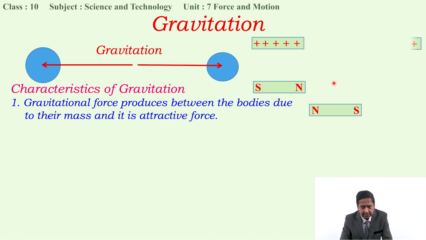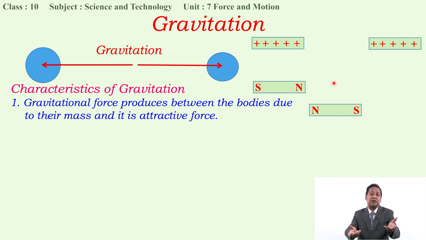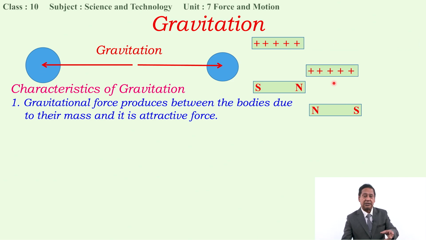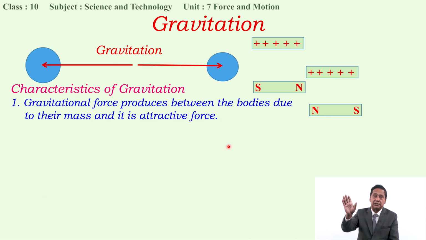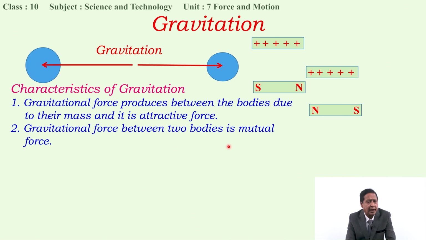But instead of this negatively charged body, if another positively charged body is brought near to it, then what happens? Then they move away from each other. This is repulsive force. Electrostatic force may be repulsive, magnetic force may be repulsive, but gravitational force can never be repulsive. It is always an attractive force. This we have to remember, one of the great characteristics of gravitation.